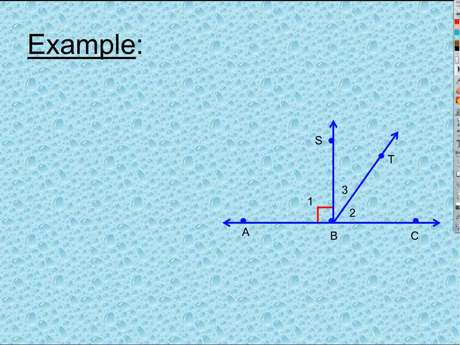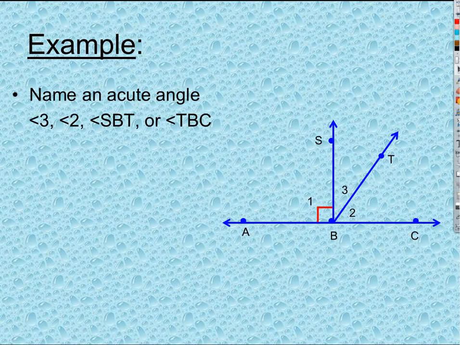Okay. What's another one? TBC. Good. What's another one? ABS. No, ABS is a right angle. So we said the angles, but maybe a different name for one of those angles. Angle 3 would work. Or angle 2. Those are all examples that would work. Okay. What is an obtuse angle? TBA, sure. Or ABT, yeah. That's good.